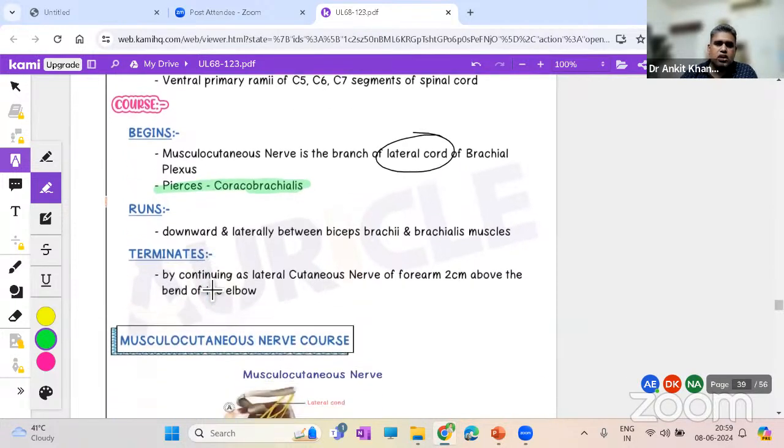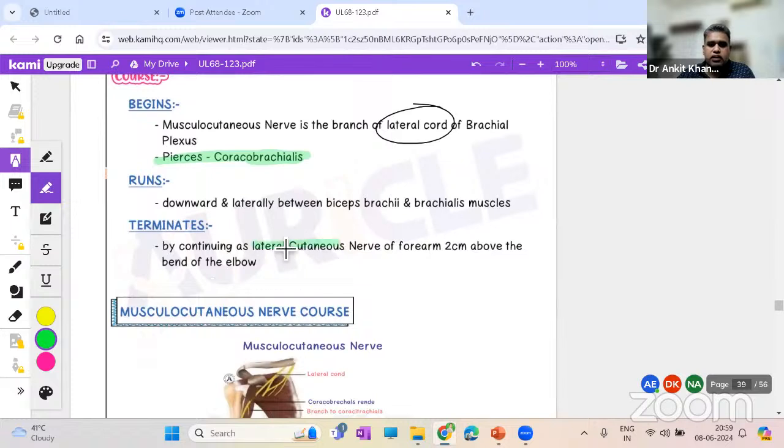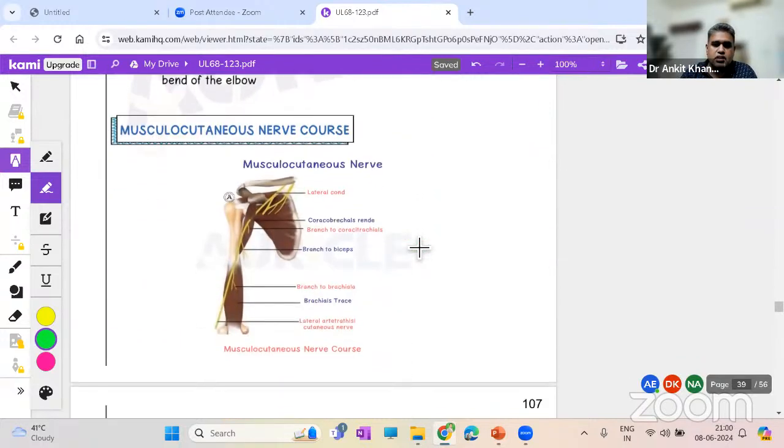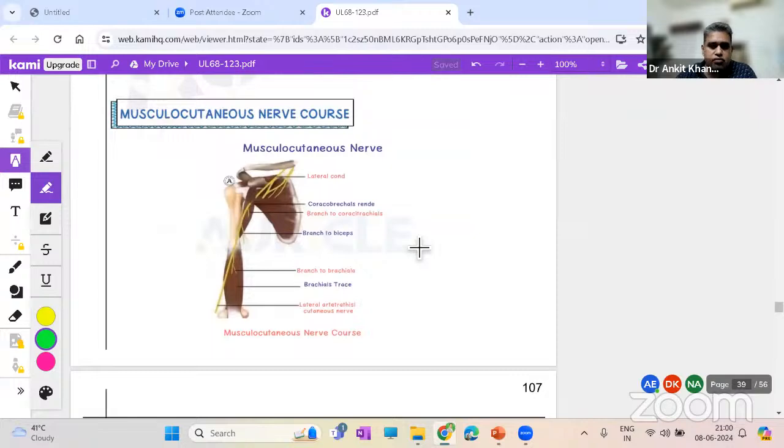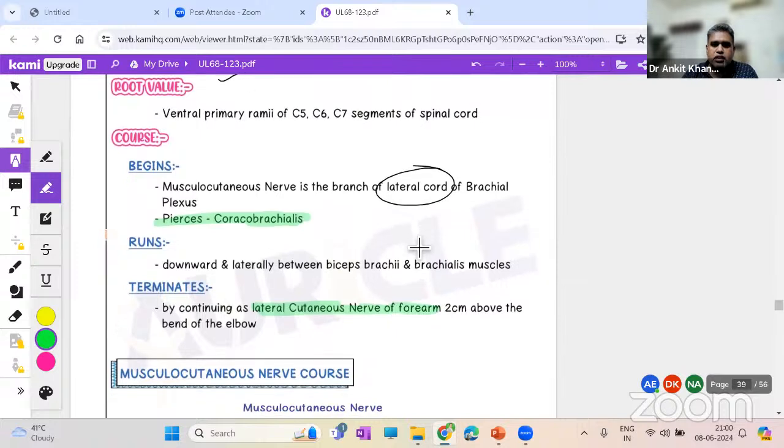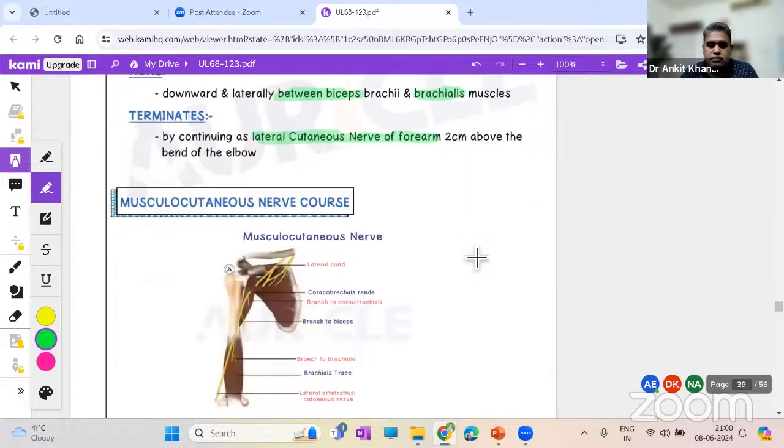Then it runs downward and terminates as the lateral cutaneous nerve of the forearm, which is important. So over here, this is the lateral part of the forearm, right? There it terminates. Of course, if you know the basics of where it is coming from and where it is ending, you can easily answer. Do remember in the arm, it runs between biceps and brachialis. So you don't see musculocutaneous right beneath the skin. In any superficial cut over the biceps, musculocutaneous is preserved, because musculocutaneous is deep to the biceps, between biceps and brachialis.